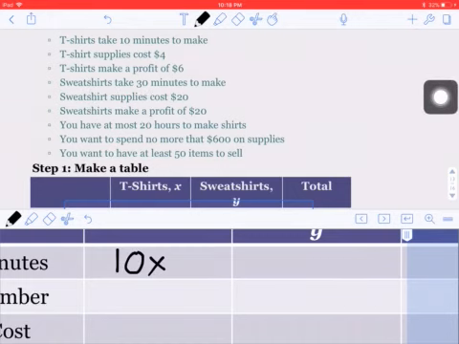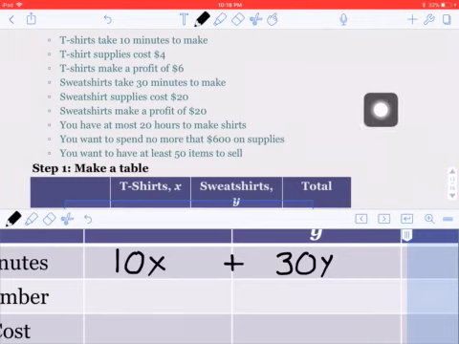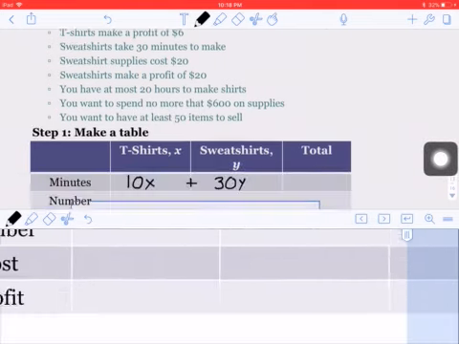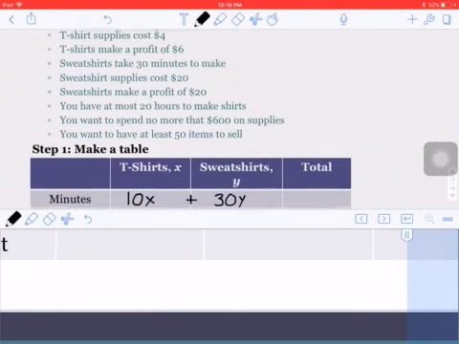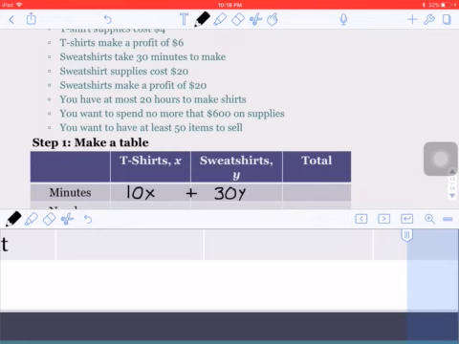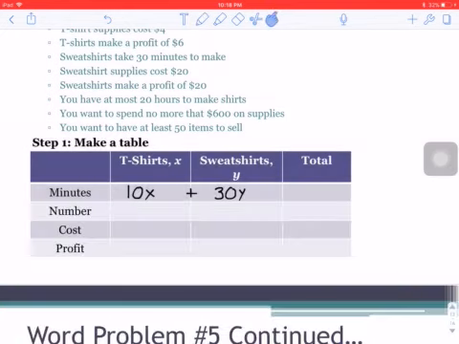So I'll do 30y here because it's 30 minutes per sweatshirt, and I'm going to be adding these things to make a grand total. Now that total, it says that you have at most 20 hours to make shirts. Now it gives us this problem in hours, which is a little bit of an issue because you can't mix units. So we're going to have to calculate how many minutes are in 20 hours.